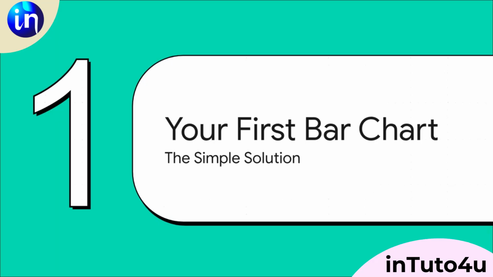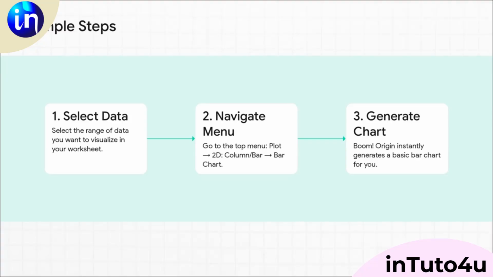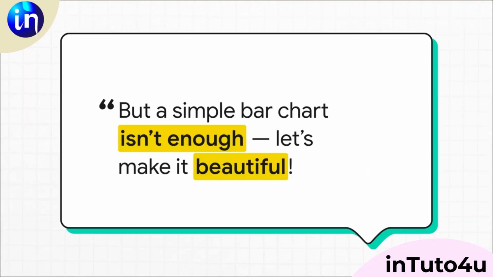All right, first up, let's make our very first bar chart. You're about to see just how easy this is. Seriously, it's as simple as 1, 2, 3. You just highlight the data you want to use, head up to the plot menu, go to 2D, and click bar chart. And boom! Just like that, Origin does all the heavy lifting for you. No messing with formulas, no complicated setup. The chart just appears. And just like that, we have a basic chart.